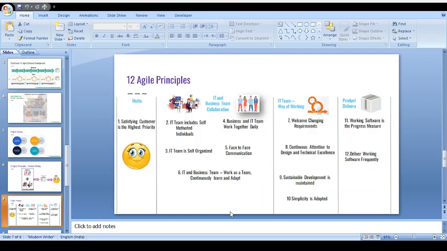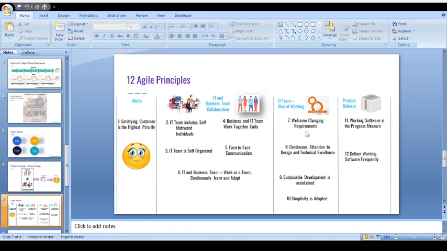So continuous learning, inspection and adaptation will happen on every sprint, and they improve the way of working. This concept is called agile retrospective. We will have a separate video on this. But at this point, we can understand that there is continuous learning and adaptation happening between the IT and business collaboration, the business team working with the IT team.